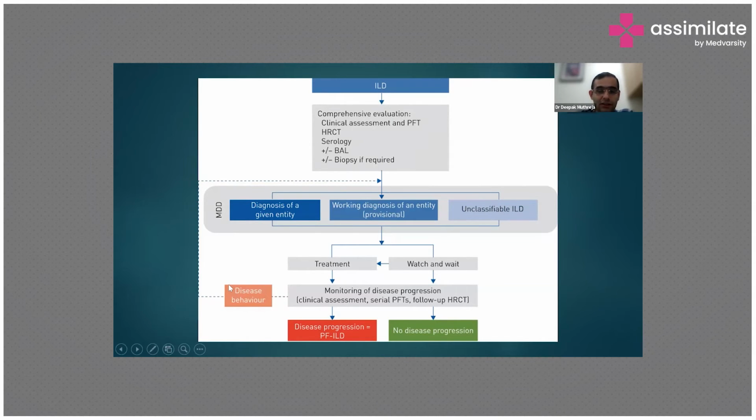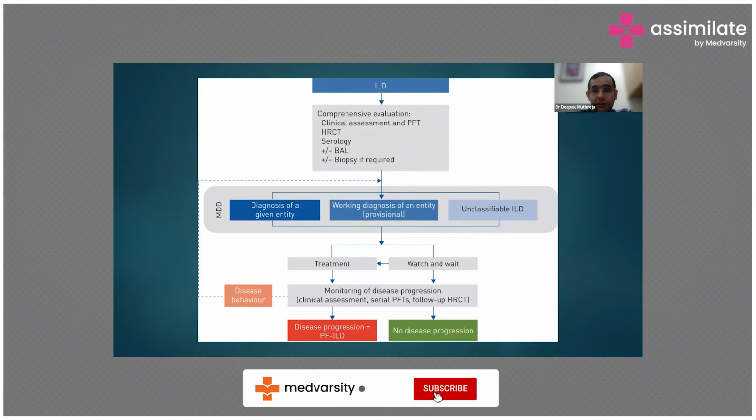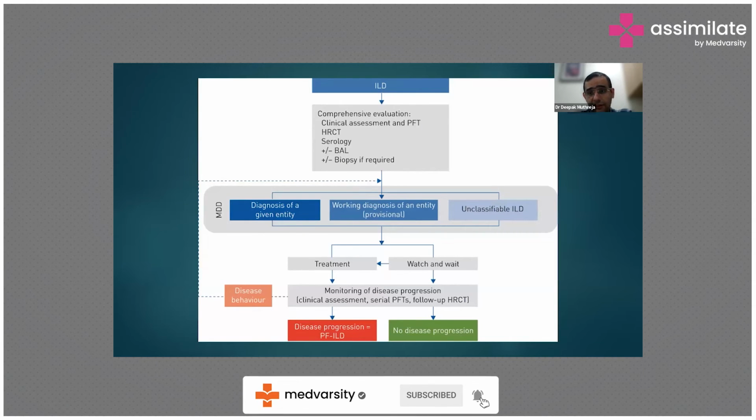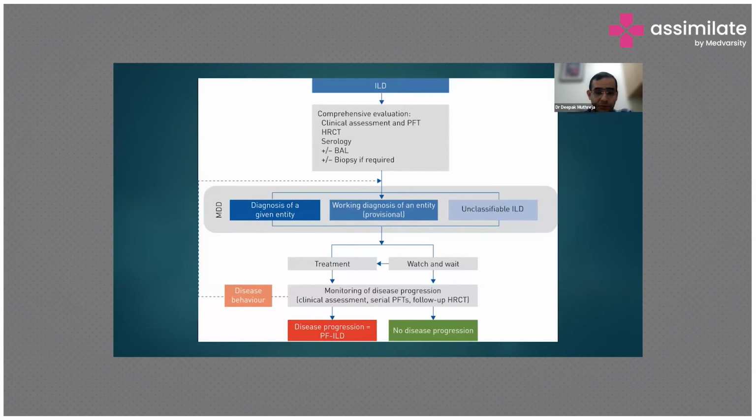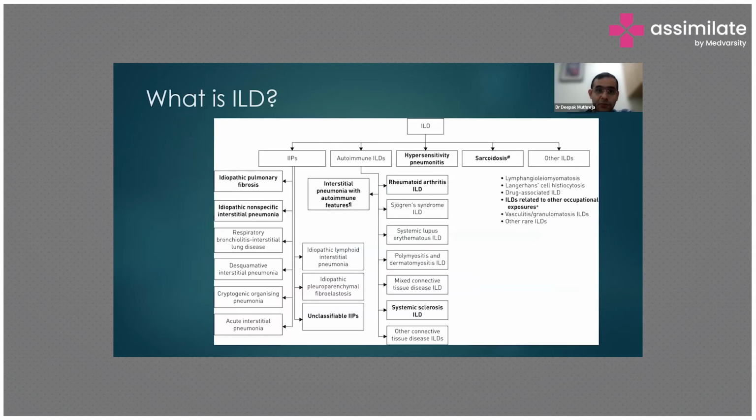Once you have all these in your hand, you subject this to multidisciplinary discussion. Get a diagnosis, well and good. You start the treatment of the patient. If it is not possible, then you try to label that patient as IPF or unclassifiable ILD, and you do serial PFTs, which are done every 3 to 6 months, and serial CT scans if the disease is progressing, between 6 to 12 months, and then you have to look for the progression of the fibrosis.